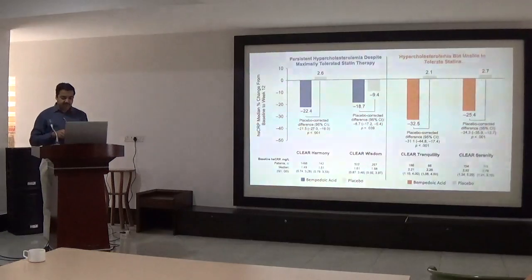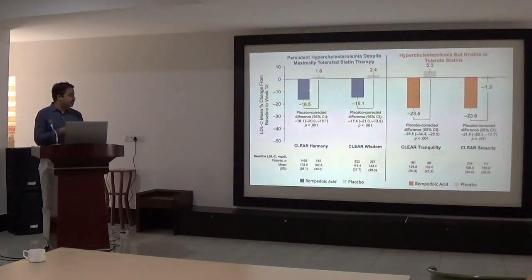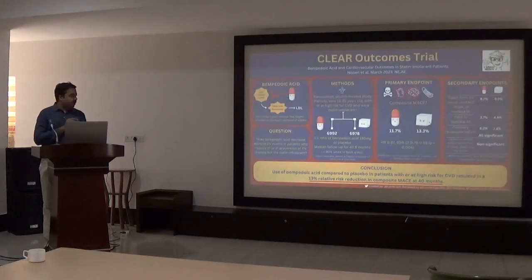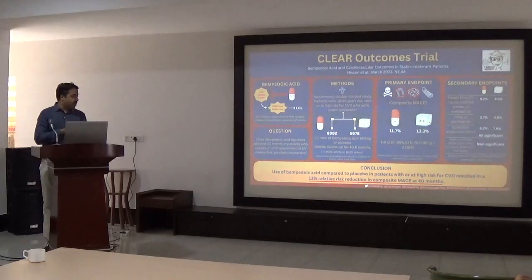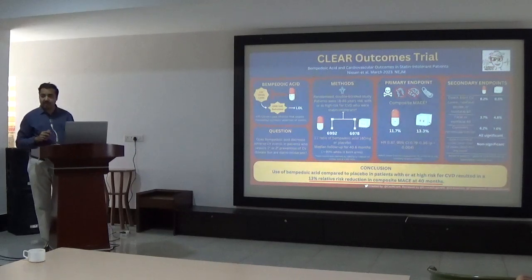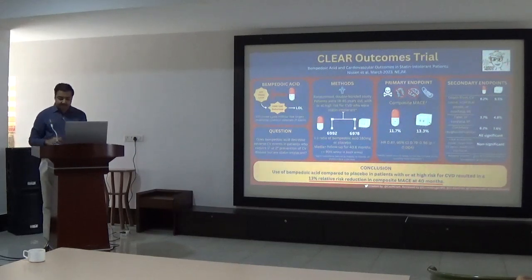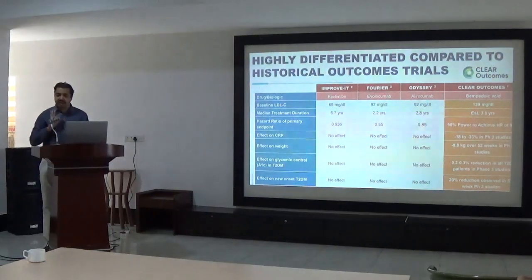This is a trial that showed us that bempedoic acid reduces LDL cholesterol by nearly 20%. But CLEAR Outcomes told us that there is a 13% relative risk reduction in composite MACE rate at the end of 40 months with treatment with bempedoic acid. So yes, it is effective and it gives us clinical benefit also.